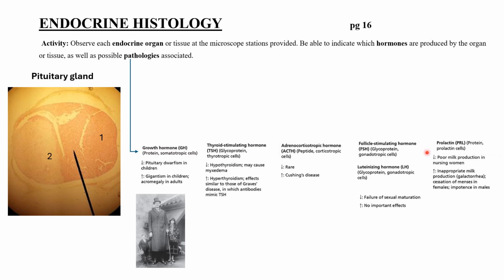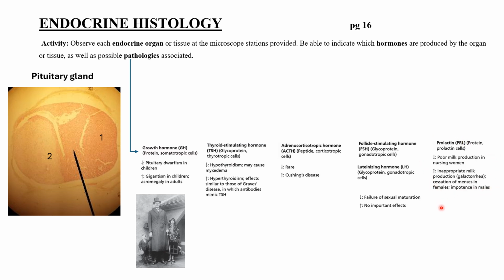When there is too little prolactin, there is poor milk production in the nursing woman. When there is too much prolactin, there is inappropriate milk production, which is known as galactorrhea. Whenever you see lact, L-A-C-T, it means something related to milk. So galactorrhea is inappropriate milk production. And then there can be problems with periods in females. The menses might not be regular. And then there is impotence in males. So these are all prolactin effects.